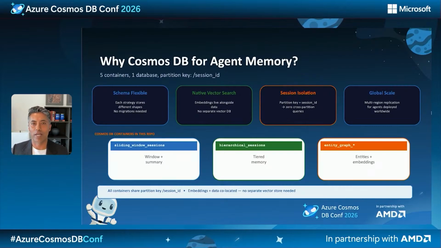But once I go into production, I don't have to worry about global scale because now I can scale as much as Azure Cosmos DB would allow me, which is literally all over the world. And that's why Azure Cosmos DB.